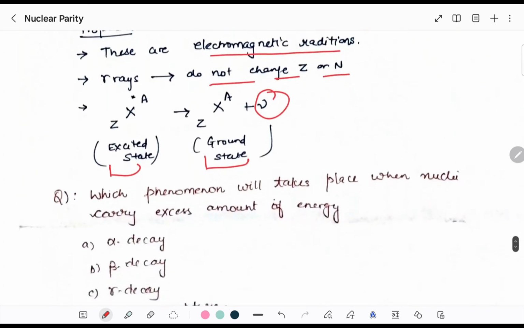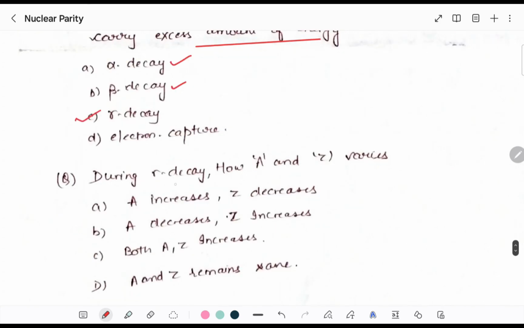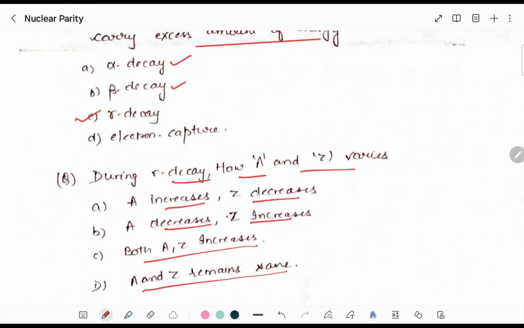Now a question might arise like this: which phenomenon will take place when a nucleus carries an excess amount of energy? Then gamma decay is there. Now the next question: during gamma decay, how do A and Z vary? First, A increases, Z decreases; A decreases, Z increases; both A and Z increase; A and Z remain the same. So the answer would be A and Z remain the same, because in gamma decay only excited state nuclei come to their ground state with the emission of some energy.